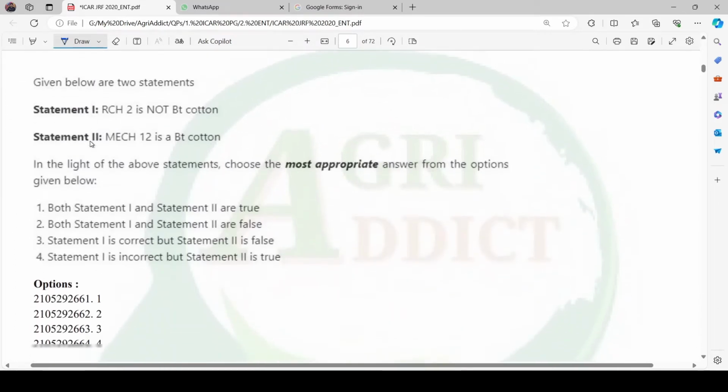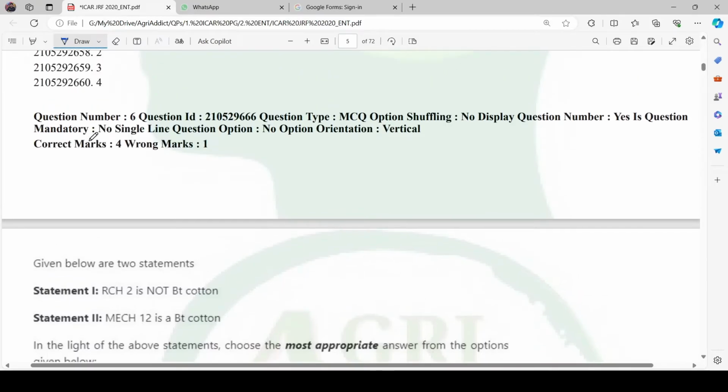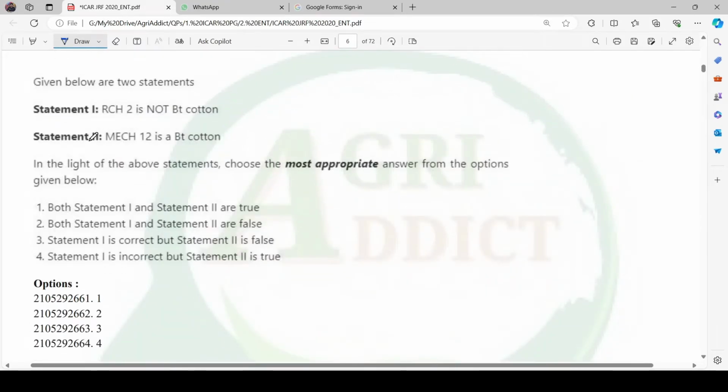Nematode causing disease. Then question number 6, a statement type question. In statement 1, it is given that RCH2 is not a BT cotton. No, RCH2 is a BT cotton. Next, MECH12, yes, it's a BT cotton.